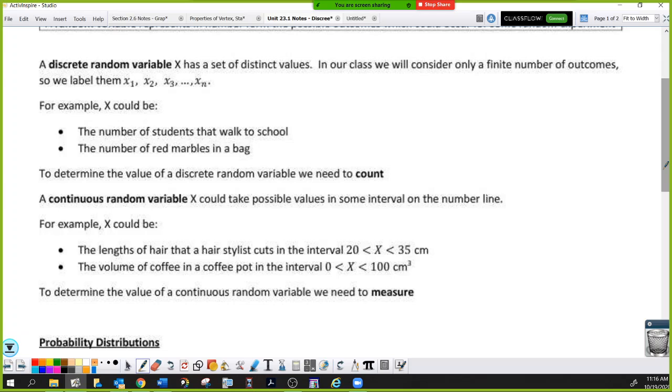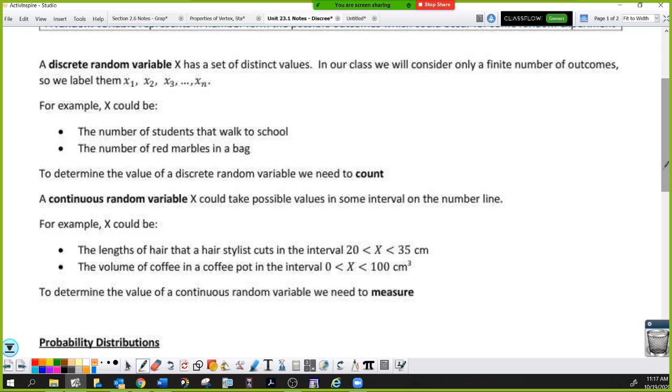So a discrete random variable, capital X, and it is important that it's capital, has a set of distinct values, and these values would be little x's: x1, x2, x3, dot, dot, dot. In our class, we'll consider only a finite number of outcomes, all the way out to xn. Can this stuff be done with infinite outcomes? Yes, but those people get paid a lot more than me. I don't know how to do that stuff.